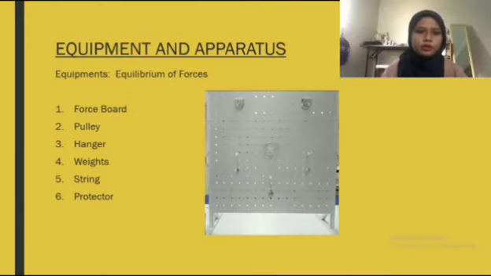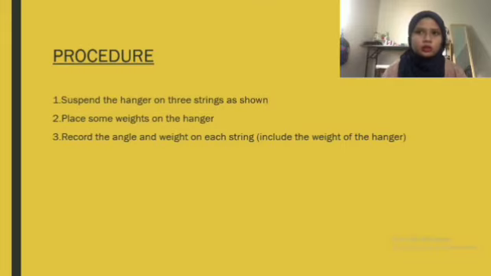Okay, the equipment for this lab: first, force board; second, pulley; third, hanger; fourth, weight; fifth, strings; and the last one is protractor. For the procedures of this lab: first, suspend the hanger on the 3 strings. Second, place the same weight on the hanger. Third, record the angle and the weight on each string, including the weight of the hanger.